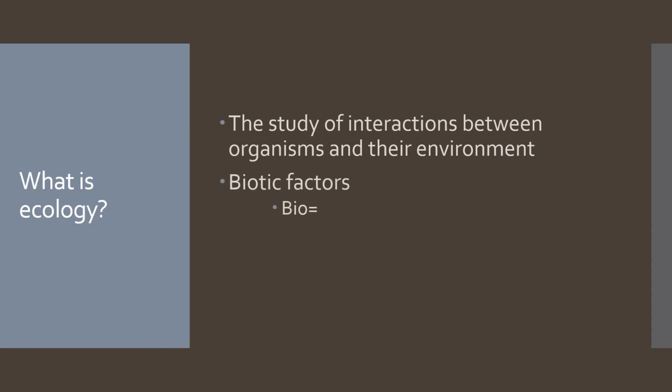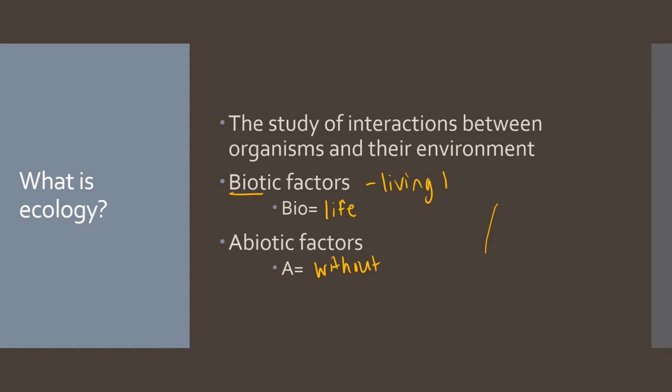So when we're talking about ecology, we categorize things in the environment as either being biotic or abiotic. As you may already know, bio means life, a means without, so let's piece these things together. So a biotic factor is a living factor in the environment. These are going to be things like plants, animals, bacteria. The list is endless, goes on and on.